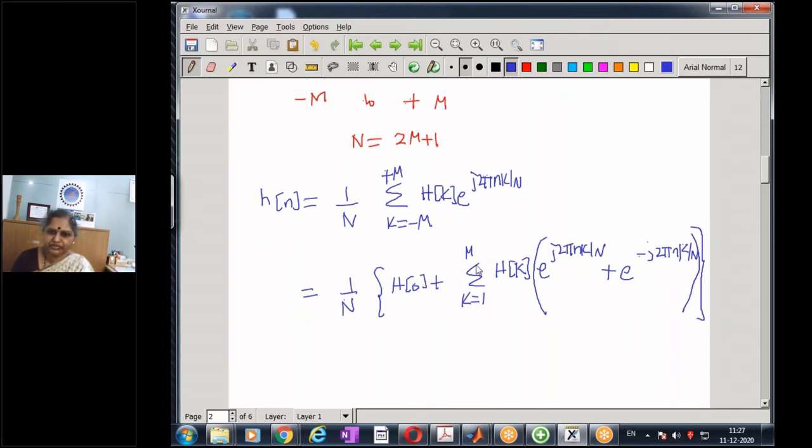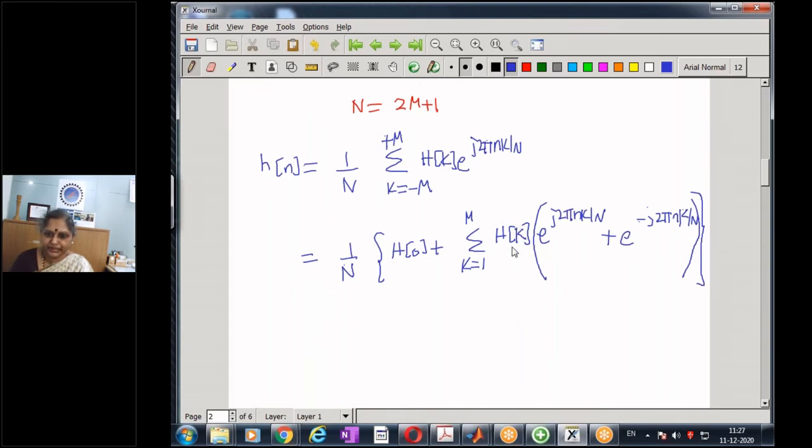I get this because of the negative terms. The minus m to minus 1 is what is going to give me this summation. And why I have this h of k as common for both is, we know that for any real sequence h of n, the h of k always has a symmetry in it. That is why I can retain this as h of k and common to both of them.